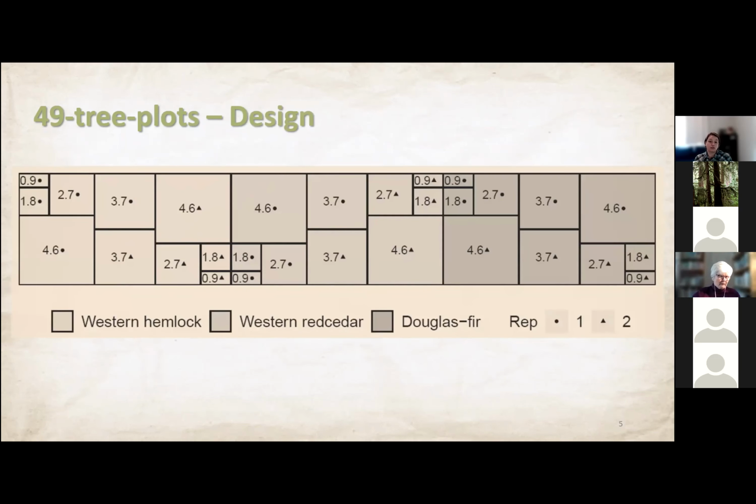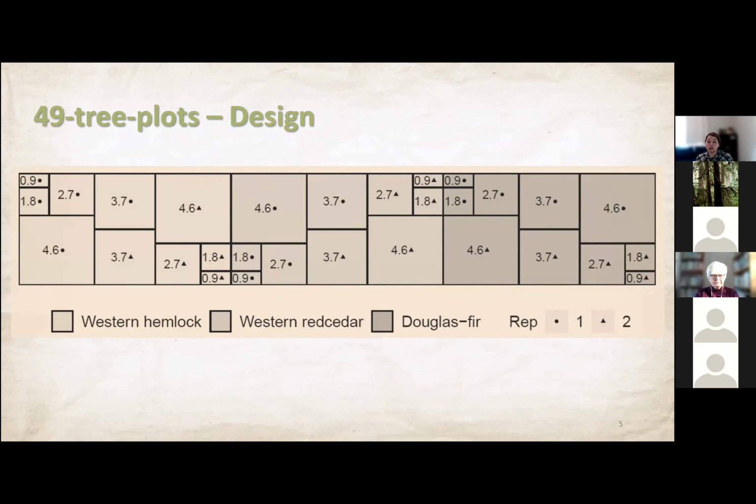So here's the layout of the design, how it was established in the field. We have hemlock, western red cedar, and Douglas fir. The circles represent replicates number 1, and the triangles replicates number 2. And here I will start to mention our limitations.